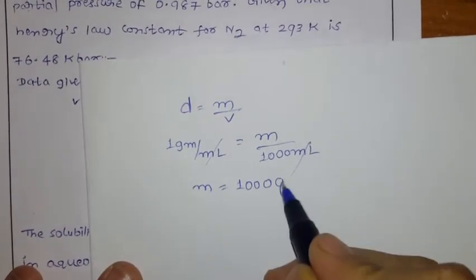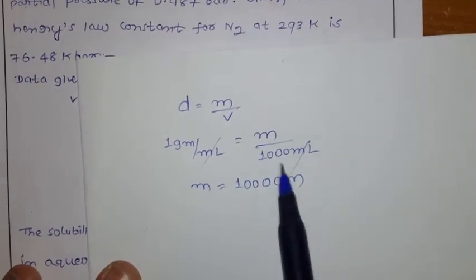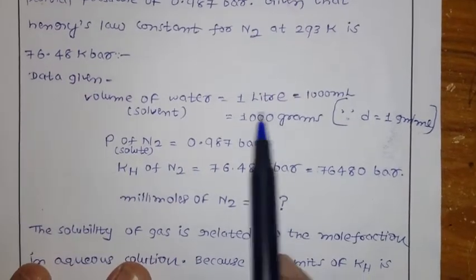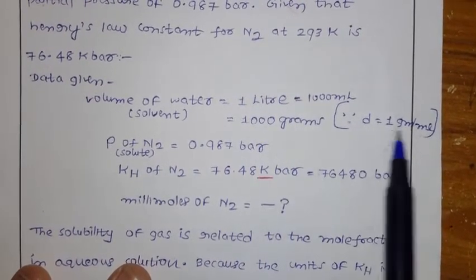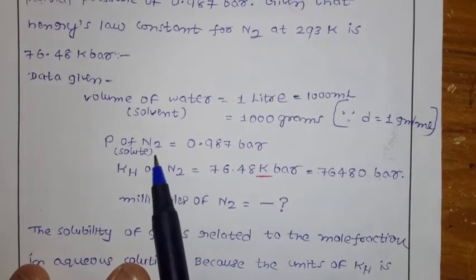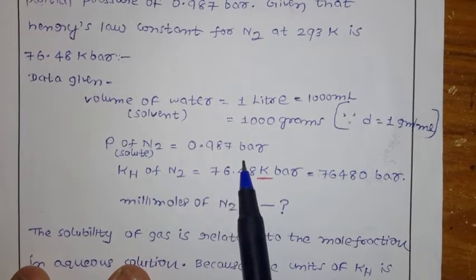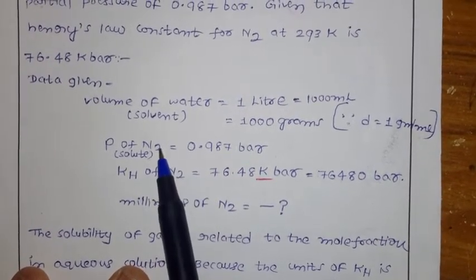So since the density of water is 1, directly you can take 1000 gram. For simplification, 1 liter means 1000 grams, because the density of water is 1 gram per ml. Next, the partial pressure of nitrogen is given as 0.987. It is the solute, present in a smaller amount than the solvent.